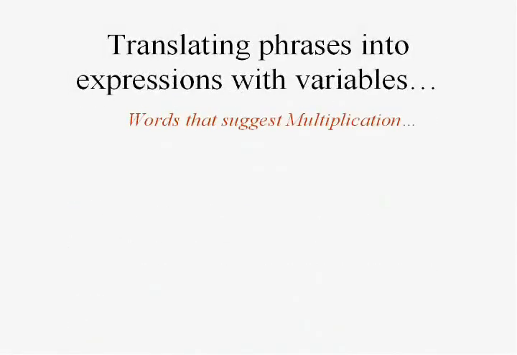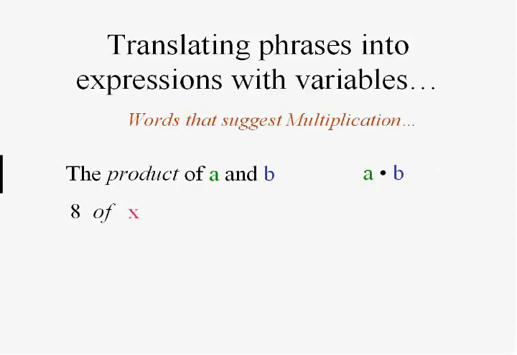Let's look at multiplication. The word product is the answer by definition to a multiplication problem. So the product of A and B is A times B. The word of smells like multiplication all the time. 8 of X means 8X. If you see of, I always think of those cartons they sell eggs in. If you have 2 of those cartons, how many eggs do you have? Well, you know you have 24, and you know you multiplied to find that. So of always means times.